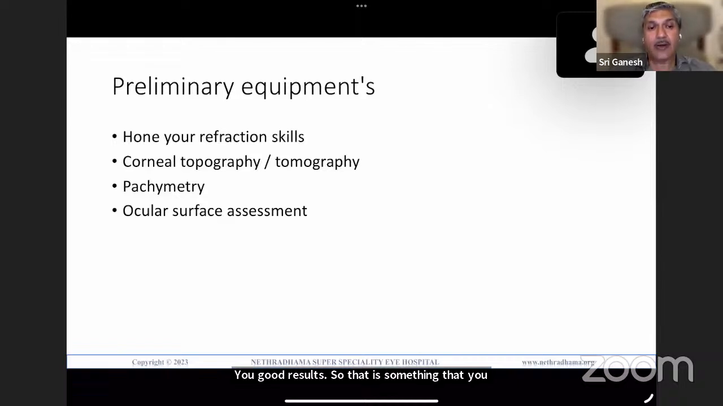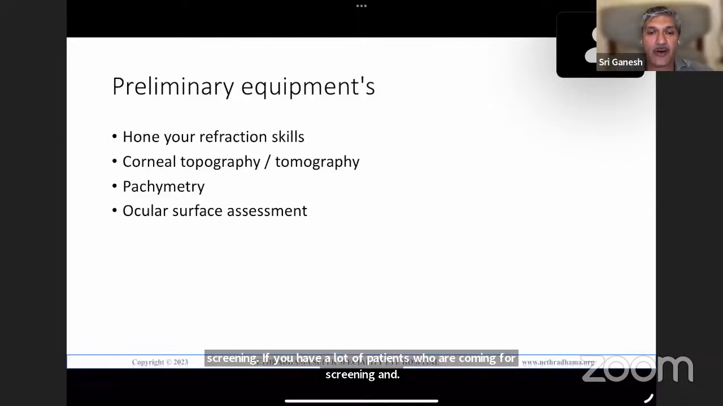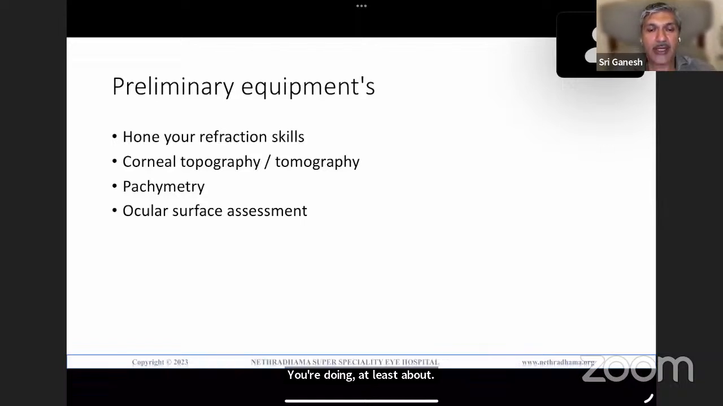Then learning corneal topography or tomography is very important. Whether you should invest in a tomography or a topography, that's again a big question mark. It depends upon how many patients you're getting for screening. If you have a lot of patients coming for screening and you're doing at least about 10 cases of corneal refractive surgery, even if you're taking them elsewhere to do the cases, then probably it's worthwhile investing in a topography or a tomography.